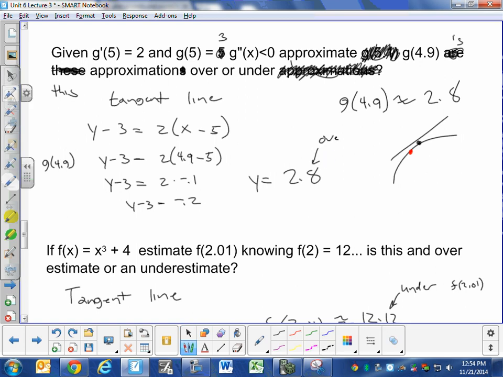Do you need to do all that work when you know it's concave down? Draw it and say, okay, it's an over. I just want to make sure you can see that that's an over. We'll ask for what? Well, I want you to find the approximation of G of 4.9, and then tell me if it's an over or an under.